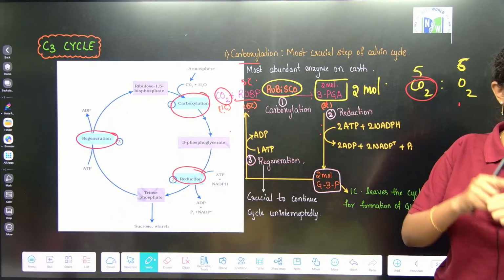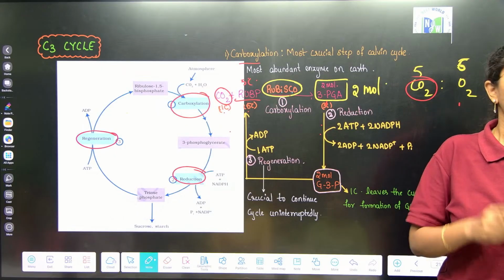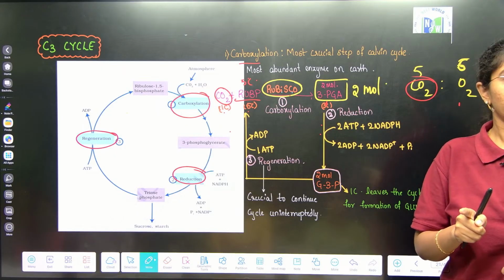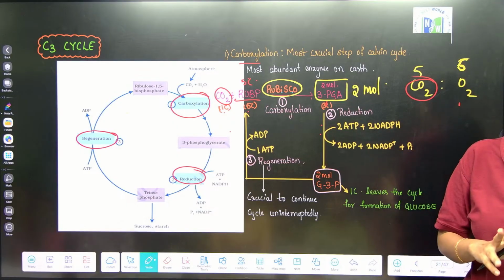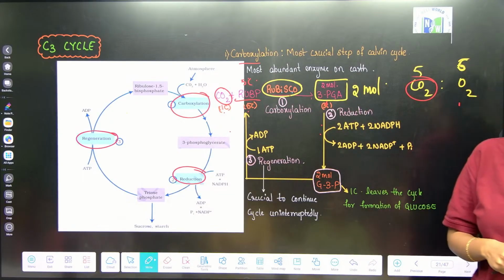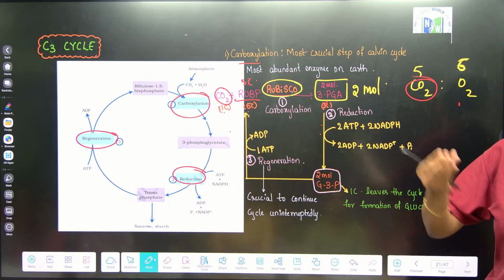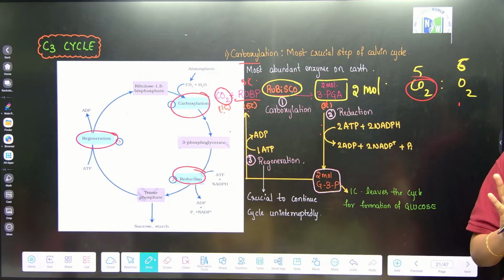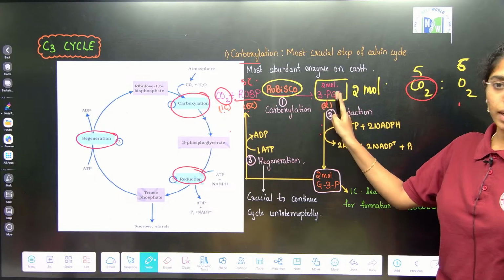What is the primary carbon dioxide acceptor in the C3 cycle? RuBP. Ribulose bisphosphate is the primary carbon dioxide acceptor. Which enzyme is catalyzing the first step of the Calvin cycle? Rubisco. Does Rubisco have higher affinity for carbon dioxide? No, equal affinity for carbon dioxide and oxygen. Clear till here? Then 2 molecules of 3-PGA are formed.